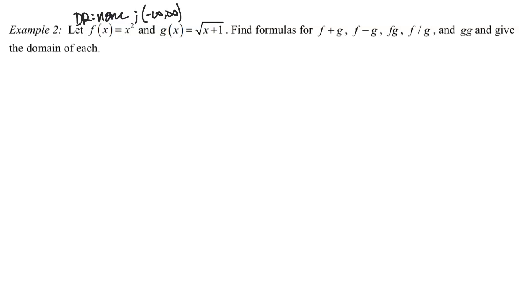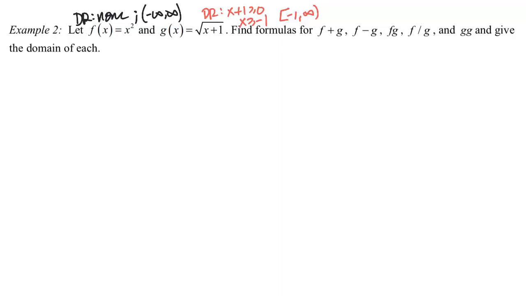Now g of x is a square root function, which means its domain restrictions are going to be that x plus 1 has to be greater than or equal to 0, which means that x has to be greater than or equal to negative 1. And so therefore the domain of g of x is going to be negative 1 to infinity. So keep those in mind, because those restrictions are going to carry over to our new functions. All right, so here we go.